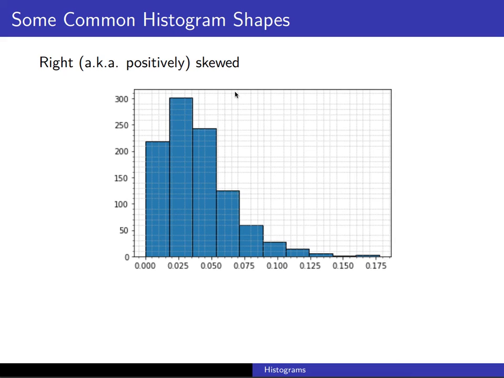Again, skewness refers to where the tail is, and here the tail is towards the right, or the positive direction. If you think of the x-axis, going to the right is the positive direction, so that's why it's also known as positively skewed. Again, skewness does refer to the tail, not where the bulk of the data lie, so keep that in mind.